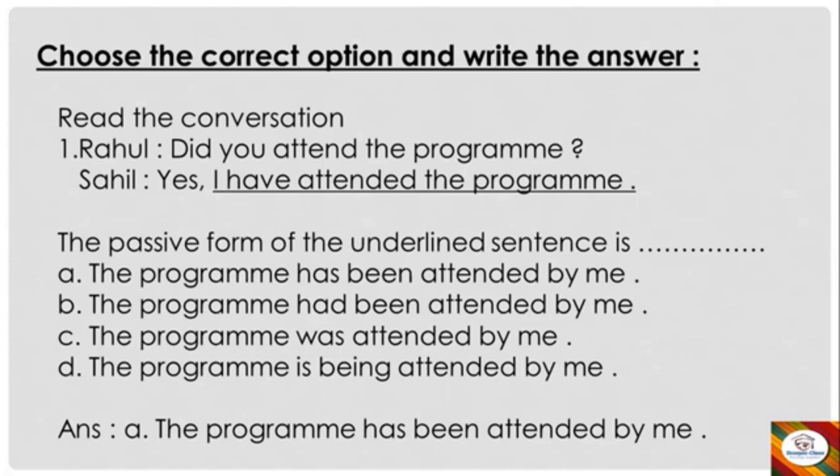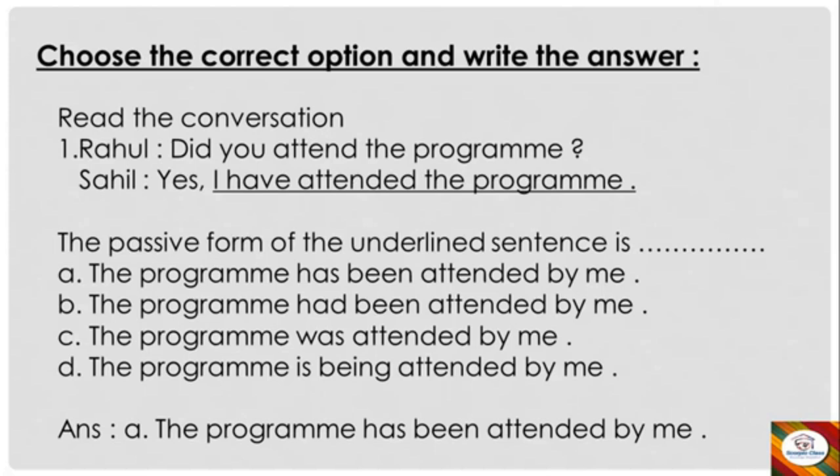So if you change it into passive form, what kind of sentence will you get? You have four options given here. Three are wrong and one is right. So you have to select the right one. Let us see the options. The program has been attended by me. The program had been attended by me. The program was attended by me. Or the program is being attended by me. So the answer here will be option A, the program has been attended by me.